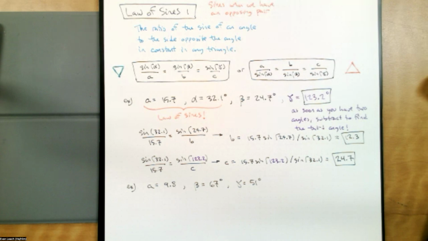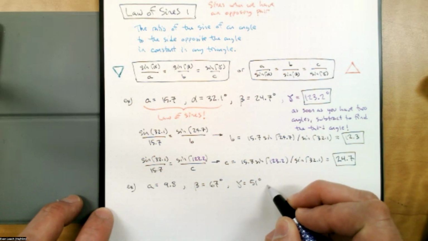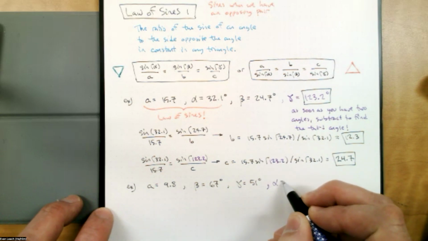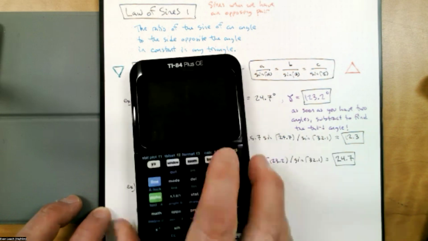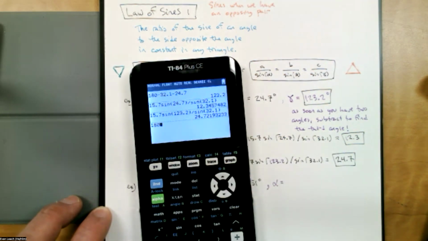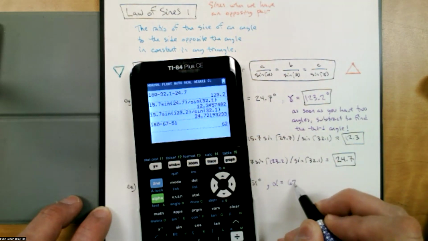What would we do first? Yeah. Find the third angle. We're given two angles, subtract to find the third angle. And the third angle that we'll find here is alpha, which will give us an opposing pair. So alpha is 180 minus 67 minus 51. 62 degrees.